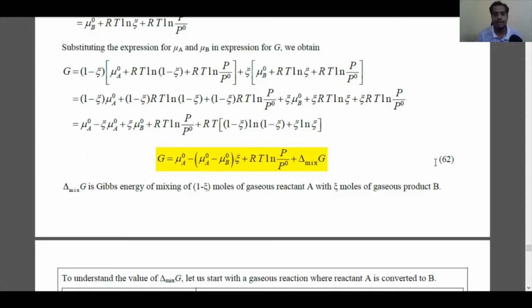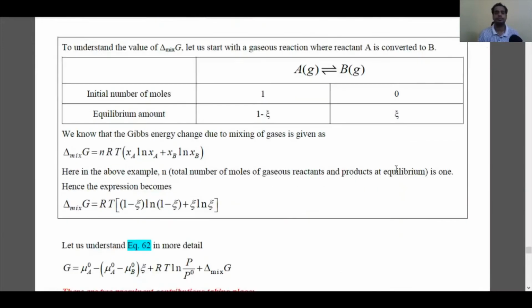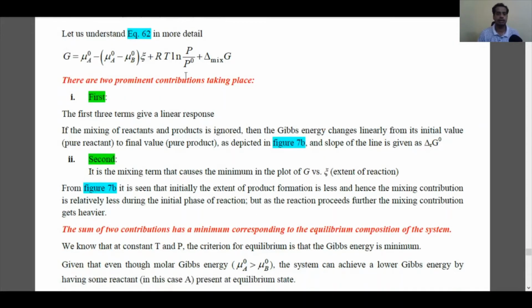So we'll try to understand this equation 62 in a better way. Let's understand equation 62 in more detail. So this was equation 62. There are 2 prominent contributions taking place. As I said, there are 4 terms, and out of the 4 terms, 2 prominent contributions are coming. The first 3 terms are linear terms. Again, I am repeating, the first 3 terms are linear terms. And the fourth term.